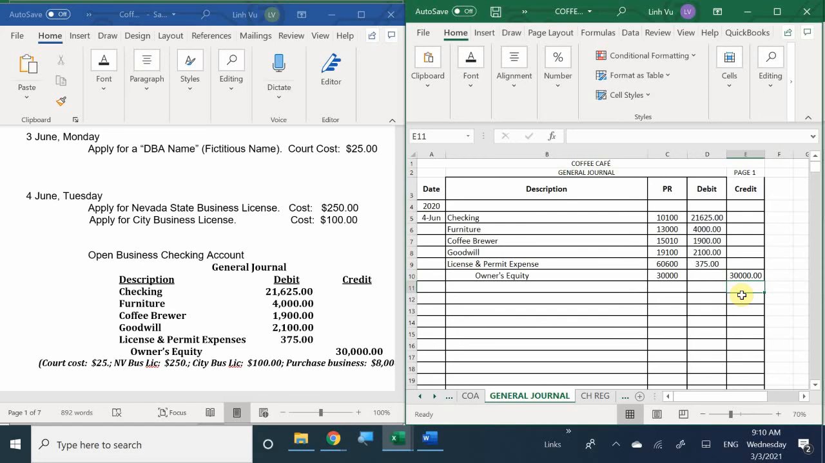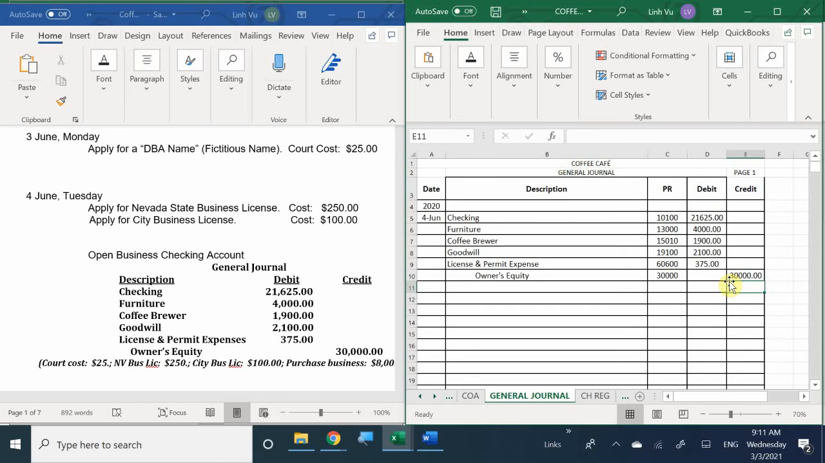Okay? And then if you are old-fashioned, think about it. If you have $30,000 in your pocket, and you bought a $4,000 furniture, you bought a coffee brewer for $1,900, you bought the business for $2,100, and you bought the licenses and everything for $375. Subtract that all out of $30,000. How much money do you have left? You should have $21,625 left. Okay.